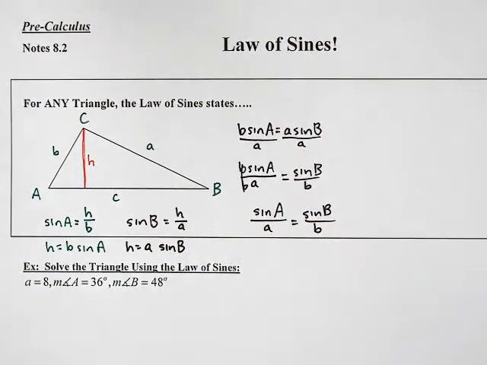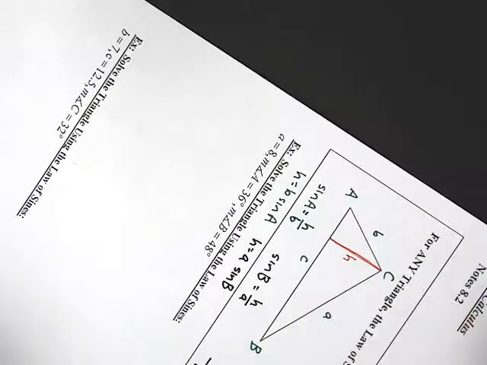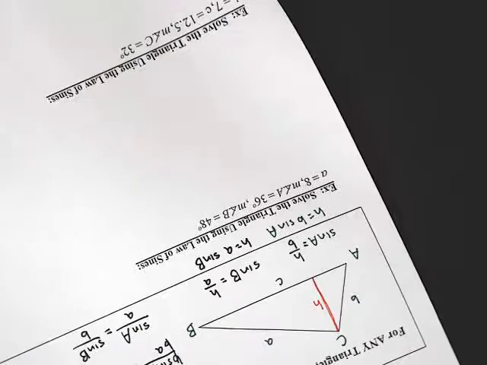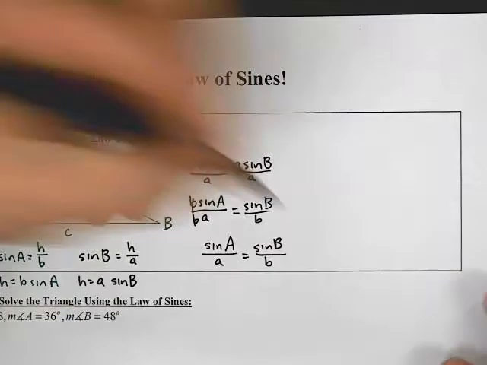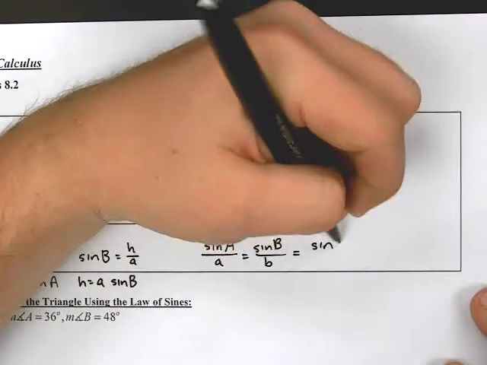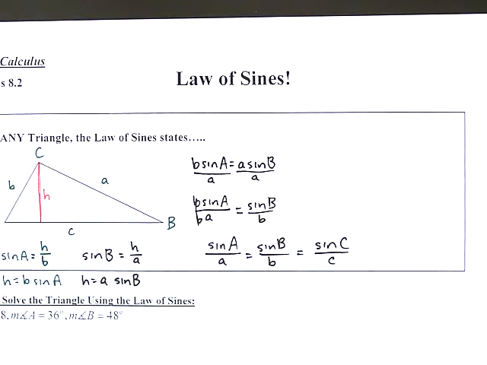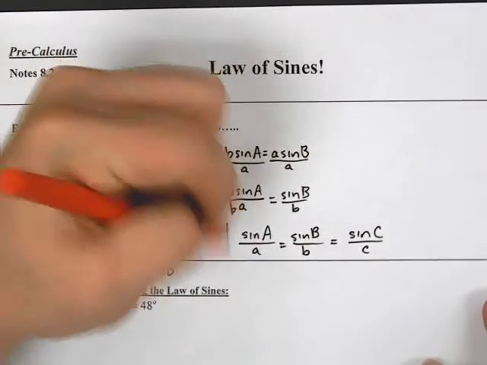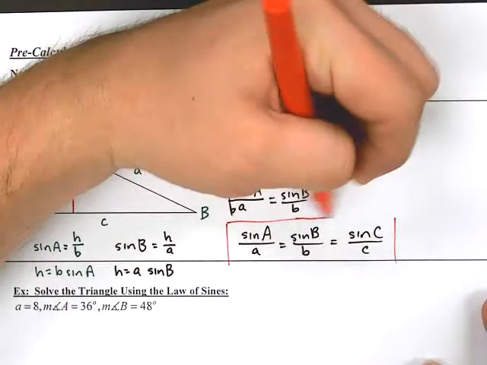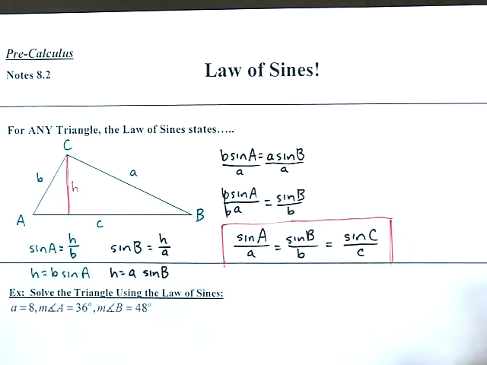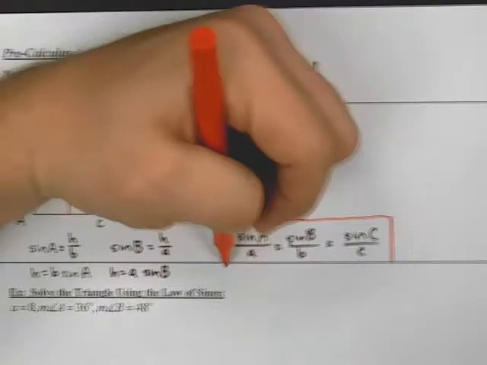Now, we're not going to prove this over and over again. If I orient my paper a different way, then I can also get that we can tack on our last one as well, sine C over C. So this is huge. This is big. We need this sometimes to help us solve triangles, and that is what we're going to do right now.